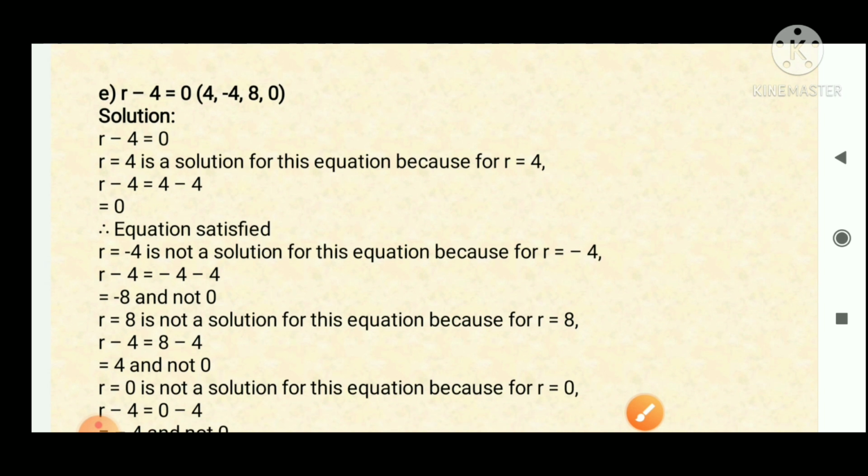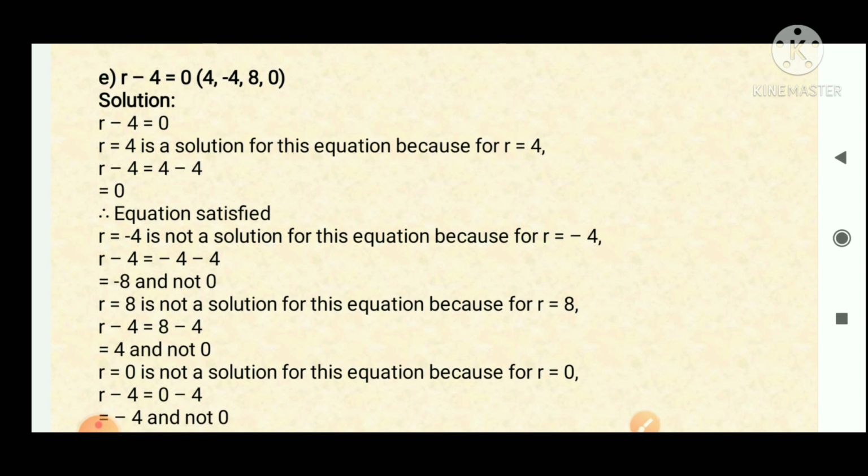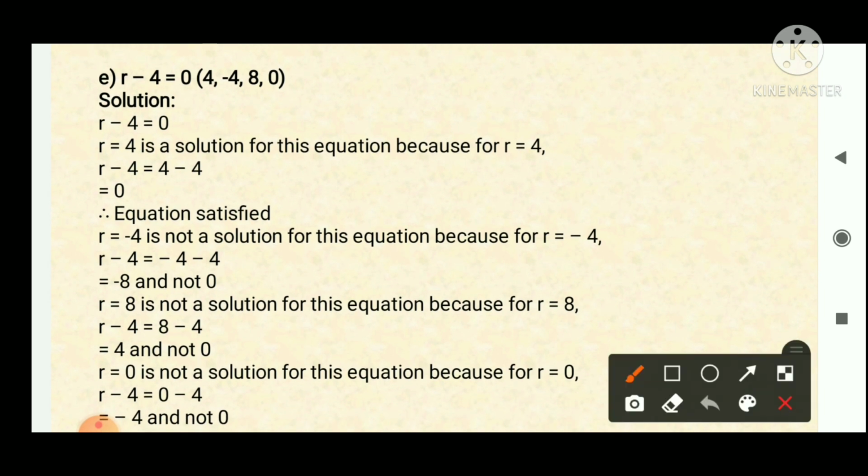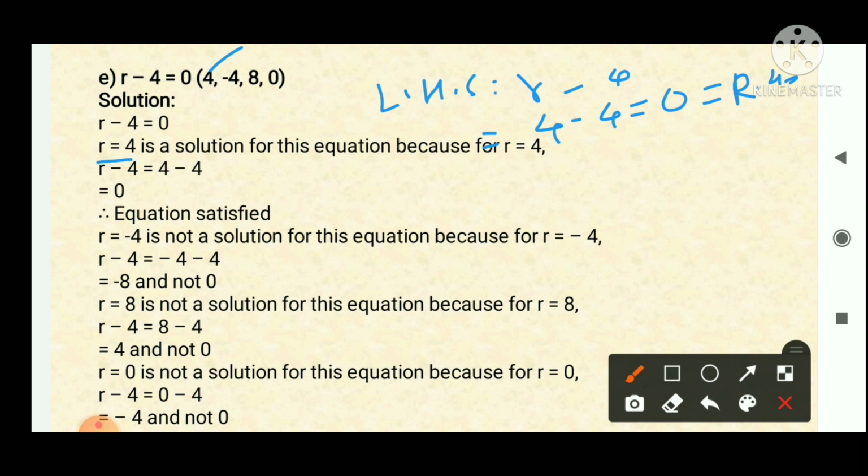Next equation, r minus 4 is equal to 0. Now we take the value of variable r equal to 4. Here the left hand side of this equation is r minus 4. If we put r equal to 4, 4 minus 4 is equal to 0, which is equal to the right hand side. So here r is equal to 4 is a solution for this equation.